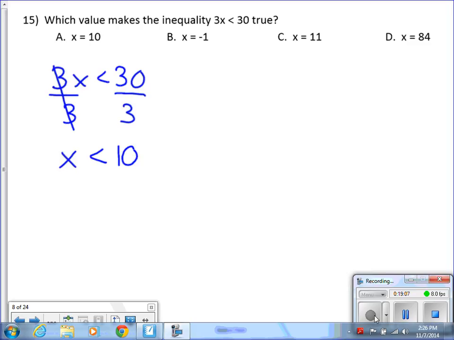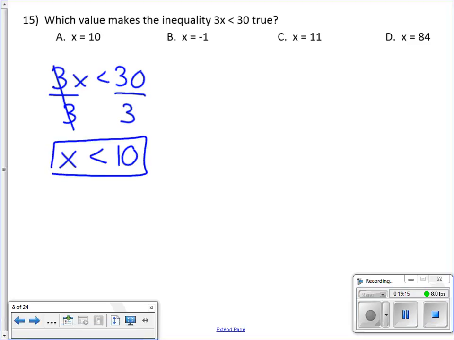Okay, so x is less than 10. Now take a look up here, though. Look at our answer choices. We're saying here in our answer that x is less than 10, so x is everything that's smaller than 10. But look at my answers. Everything says equal. That means they're actually wanting a specific value that's going to make that inequality true.